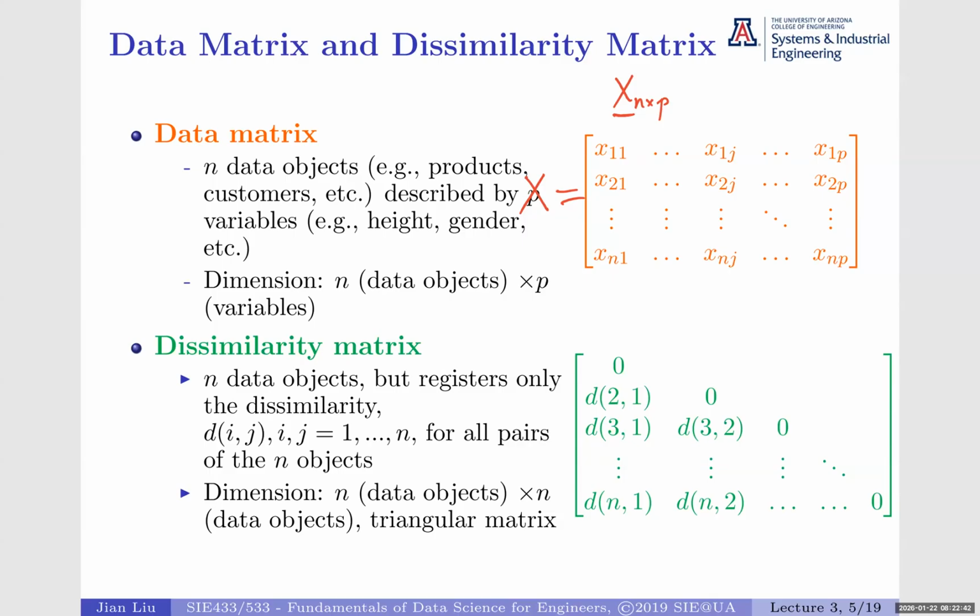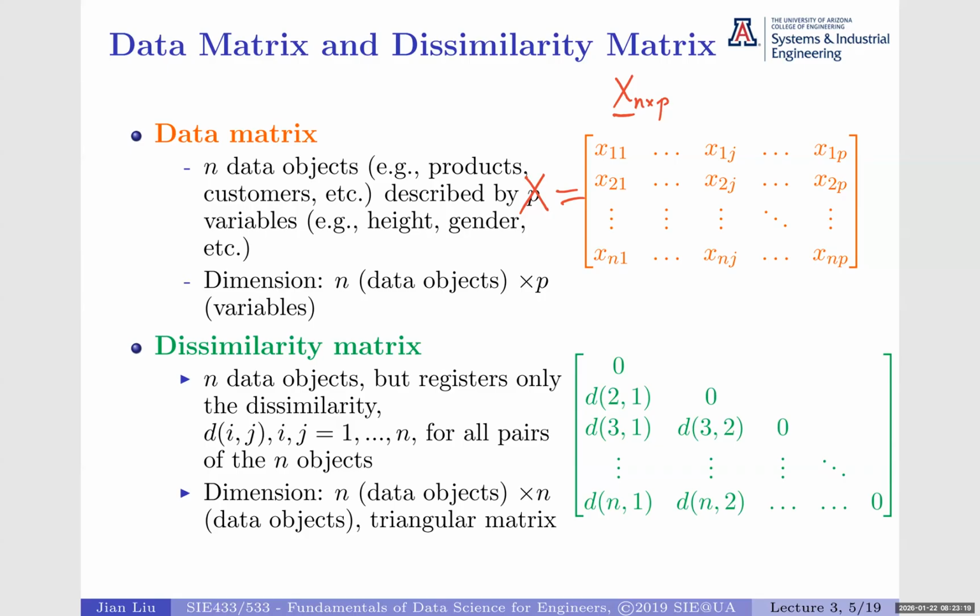So given a data matrix with n data objects, we can calculate the dissimilarity of each pair of data objects. So how many dissimilarities can we have? We can have n choose 2 combinations of dissimilarity coefficients, the quantities. So we organize those dissimilarity coefficients or indices into a matrix as well. That is a dissimilarity matrix.